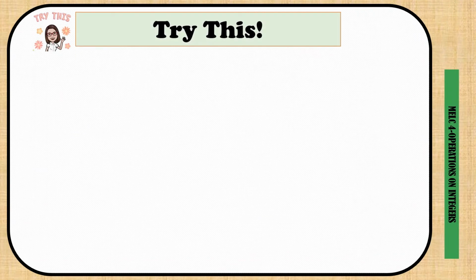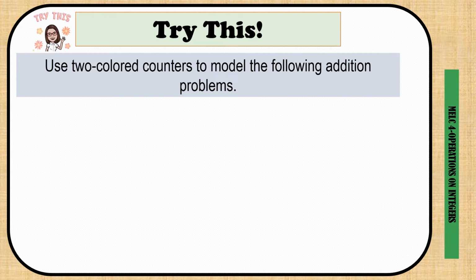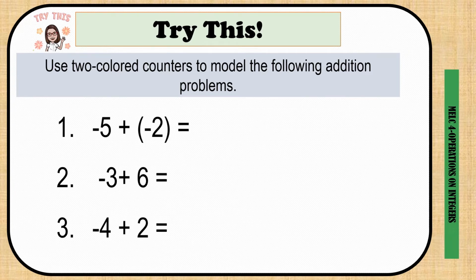Let's try this. Use 2 colored counters to model the following addition problems. You can use a black or a red ball pen just to shade your given. Do it in your notebook. You can use any materials that you have with you. So let's start. These are the given. Number 1, negative 5 plus negative 2 equals blank. Number 2, negative 3 plus 6 is equal to blank. And negative 4 plus 2 is equal to what? Just find your answer and do it in your notebook. I will just give you 15 seconds maybe. You can just pause the video if you want to take more time. So do it now.